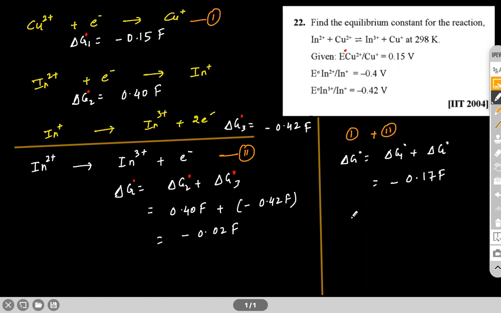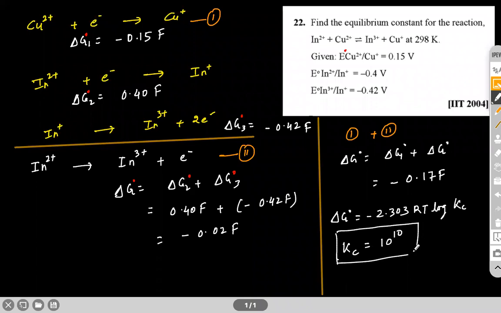Now for this reaction, we'll write delta G naught is equal to minus 2.303 RT log Kc. This Kc we need to find out. So we'll substitute all the values and we'll get the answer. Kc is approximately 10 to the power 10 when you solve this. I'm not solving this; all the expressions I have written, you have to substitute the values and get the answer.